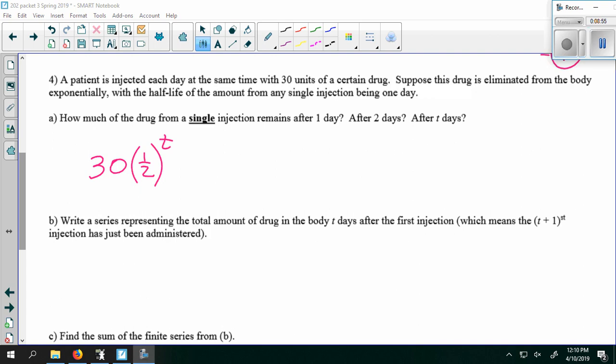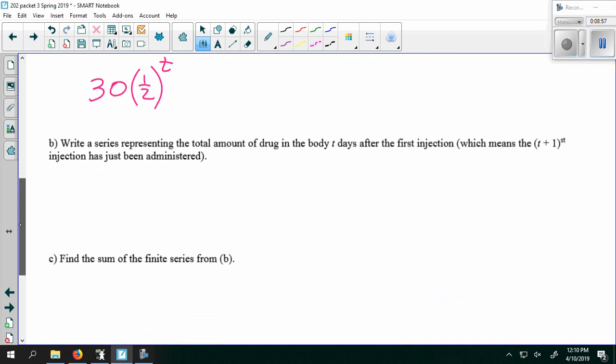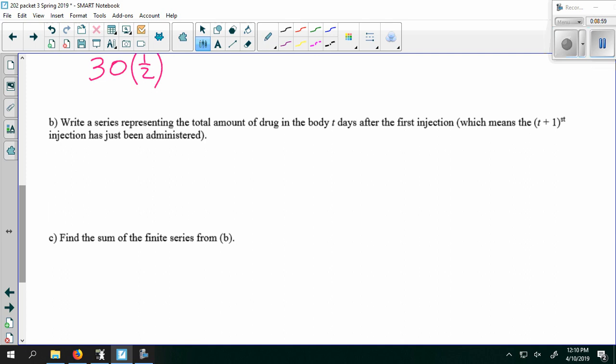All right, we're going to write a series that represents the total amount of drug in the body after 10 days. I'm going to change this problem to be a specific number of days, which means the 11th injection has just been administered. Okay, so I need to add up all the amounts of drug from each injection. So the 11th injection was just administered, so it has 30 units, was just put into the body.